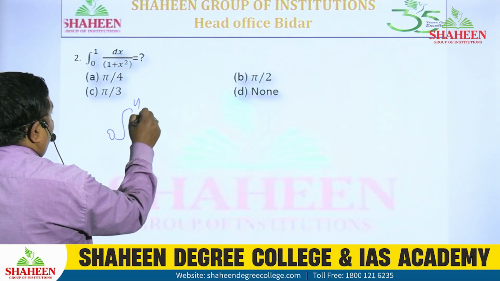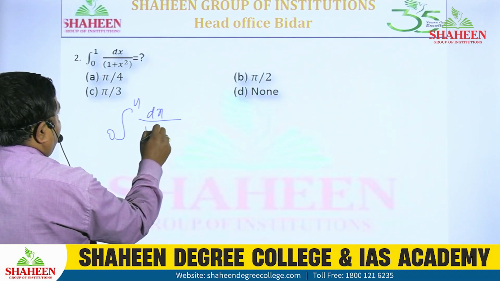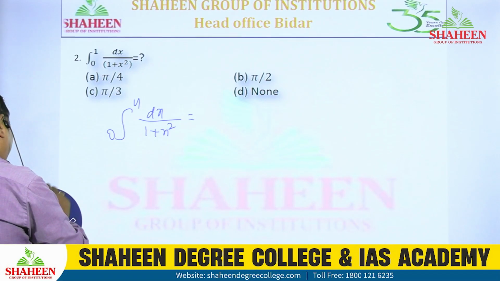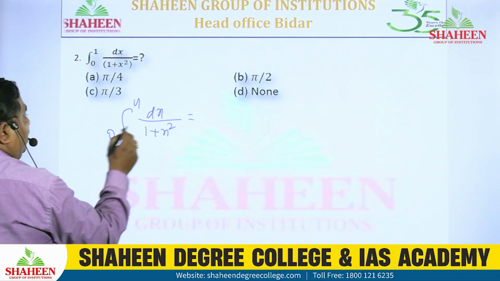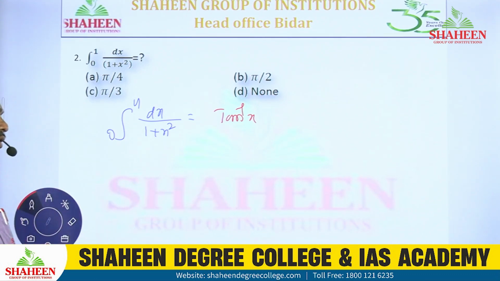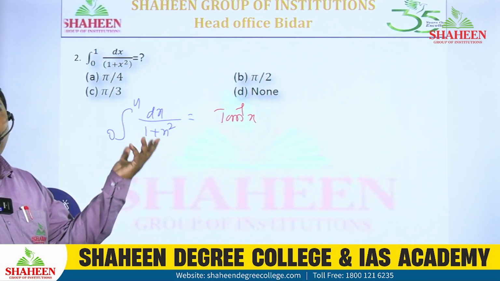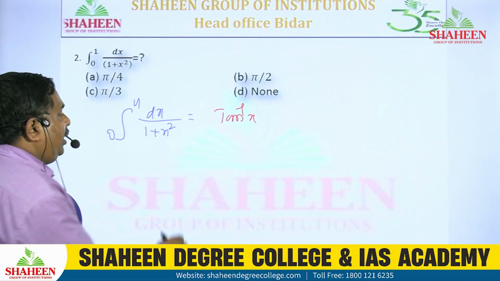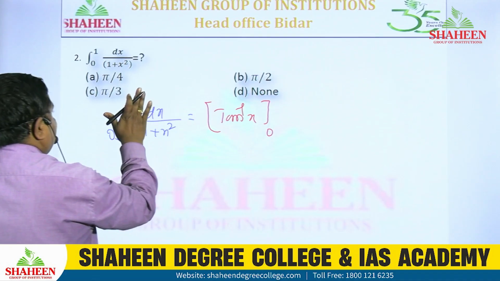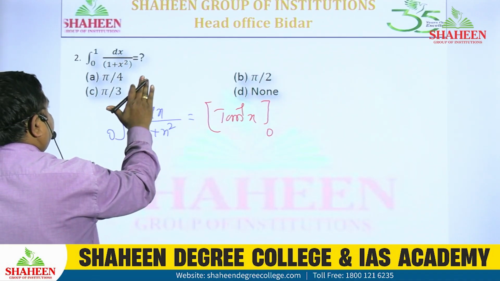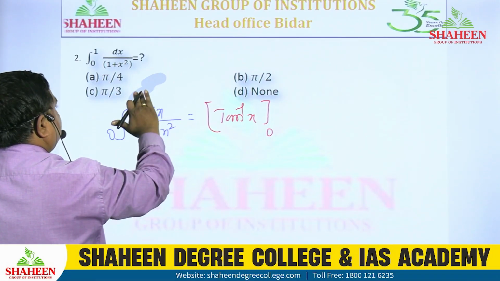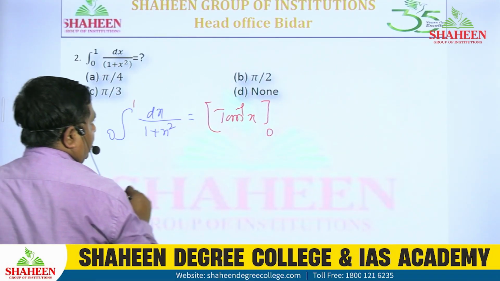Integration from 0 to 1 of dx divided by 1 plus x square is equal to, we know that the integration of 1 divided by 1 plus x square is tan inverse x. What is the integration of 1 divided by 1 plus x square? Tan inverse x. Okay, and what is the limit here? 0 to 1.